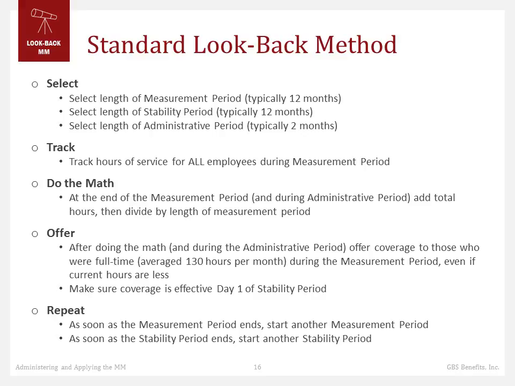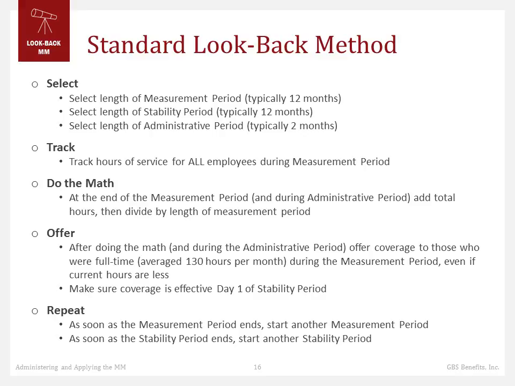And you're going to offer to them even if their hours go down after the measurement period, because they're sort of locked into that eligibility because they averaged 130 hours over that 12-month period. And make sure the coverage is effective day 1 of the stability period, or they have the option of having the coverage be effective day 1 of the stability period.